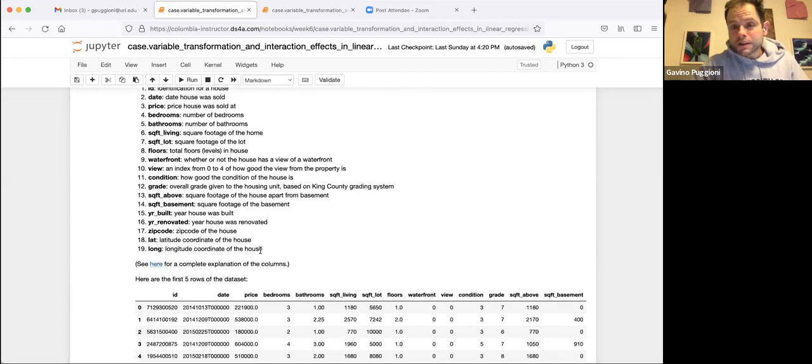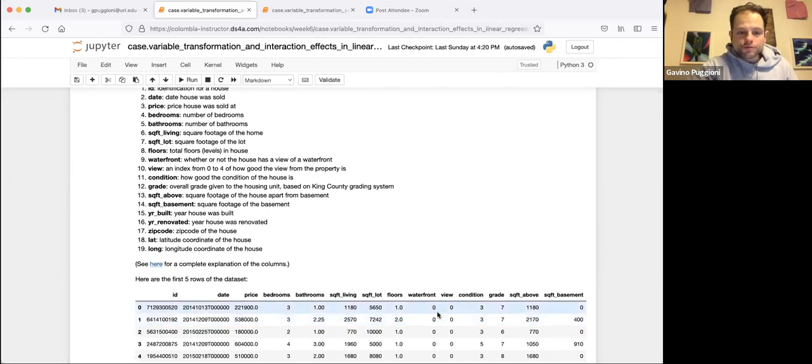Then you have floors, the number of levels where the house is built. Then you have waterfront. Waterfront is a binary variable that is telling you whether or not the house faces the water, which can be a lake, or the ocean or a sea, etc.